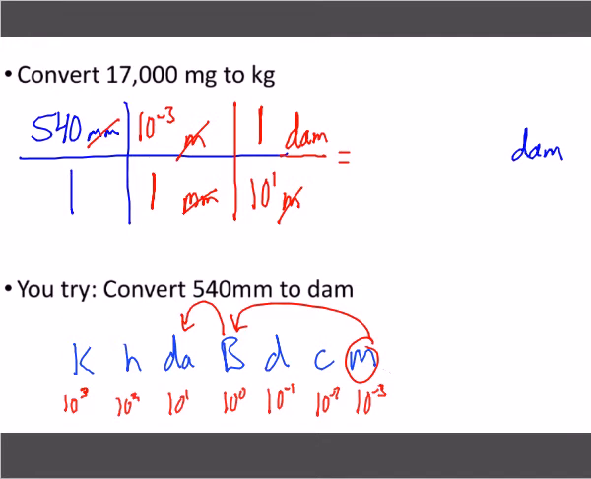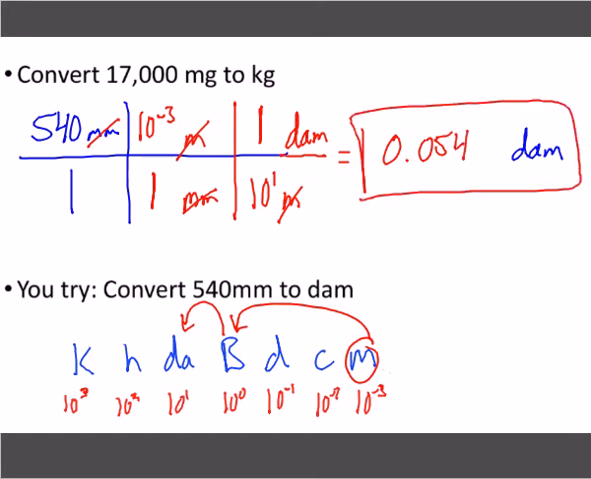Who can tell me what they got for an answer here? I got 20.54. Do you guys agree with Tony? Yeah. Should be 0.054 is what you should get. If you got something different, double check your math. Double check your math.